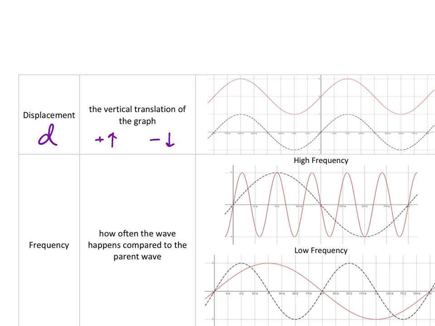I find it easiest to notice the displacement either comparing maximum and minimums or zeros. So specifically, the fact that this has a 0 at 0, 0, and then it is shifted up how many units? 2. So it has a displacement of 2. Literally, it works exactly like a vertical translation, but we're going to call it displacement.